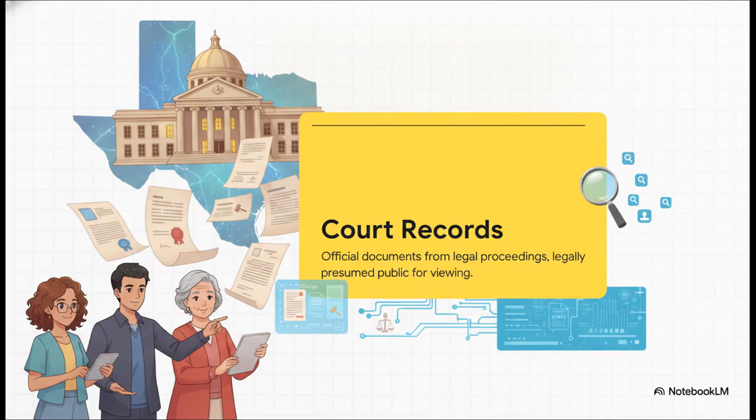And the really beautiful thing about our justice system is the focus on transparency. Under laws like the Texas Public Information Act, records generated by government agencies are presumed public. That means you, yes you, as a member of the general public, have a legal right to request access to view and copy these records, as long as a judge hasn't explicitly sealed them.